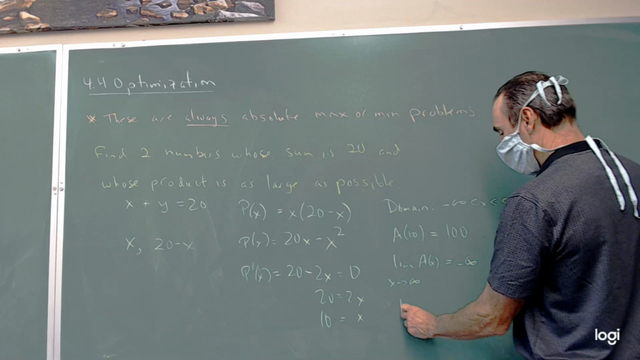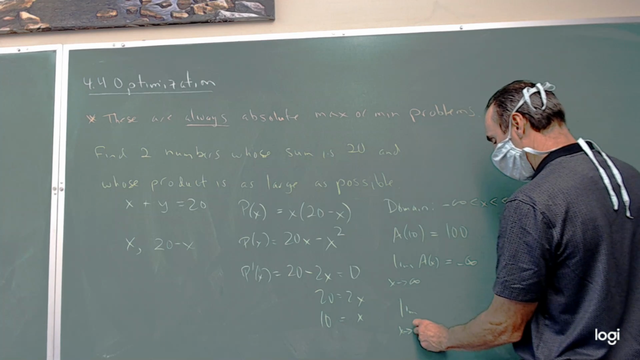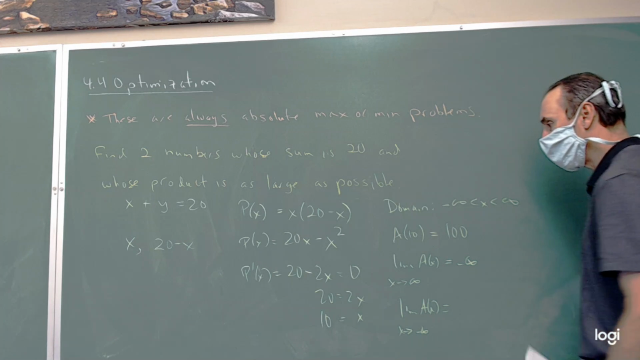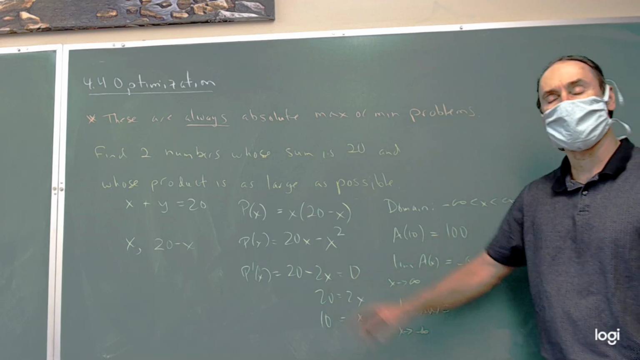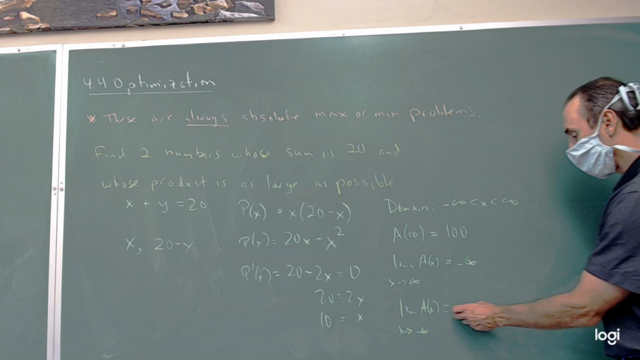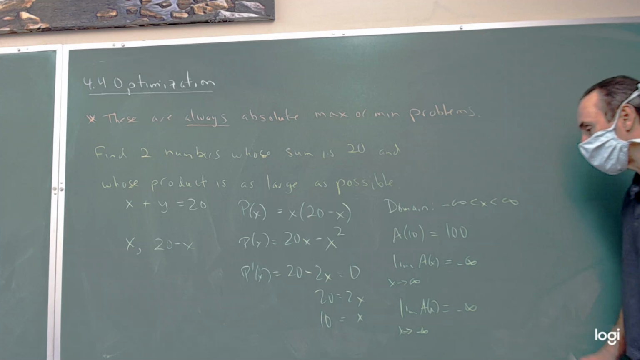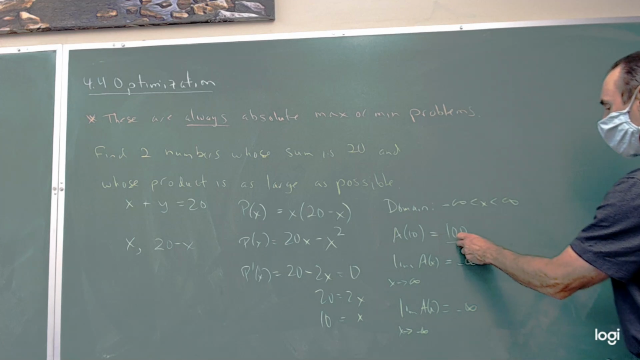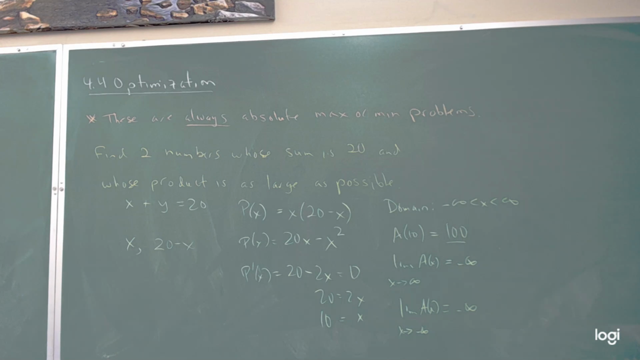And similarly, we could take the limit as x goes to negative infinity of our area function, and that's going to give us that same result. So now we have justified it because we have done our modified candidate test. So the largest area is going to be 100.